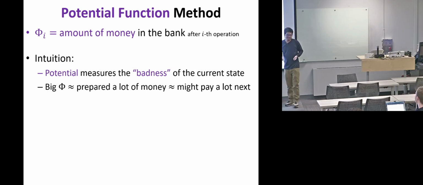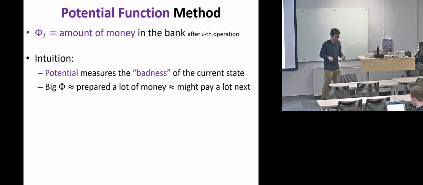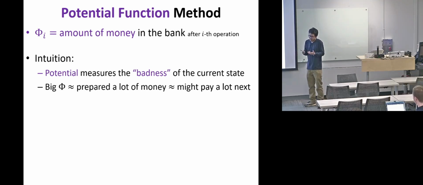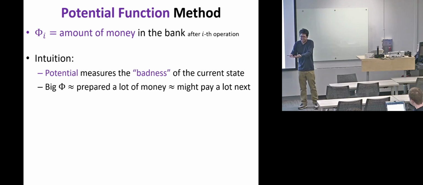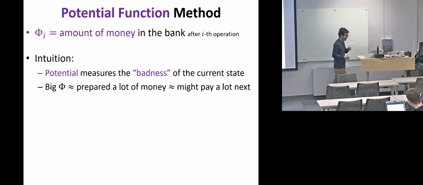So when you try to decide phi, you try to decide phi to reflect how bad the current state is. Like in the increment counter problem, the badness of the current state is how many 1 bits there are. Because if there are many 1 bits, you might need to flip a lot of them. Right? So that's the intuition.